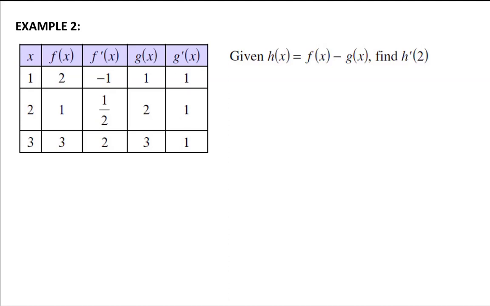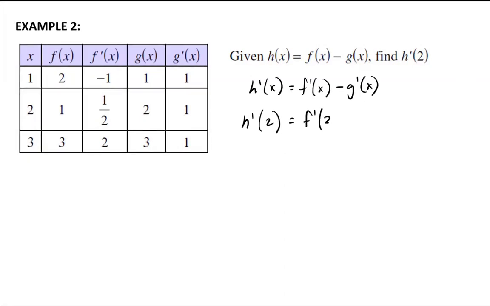So this one is, instead of sum, it's difference, but it's exactly the same steps, right? To find h prime, you're just going to find the derivative of f, find the derivative of g, and subtract them. Okay. Once we know the derivative, we're going to plug in our value, which is 2 this time. So we got f prime of 2 minus g prime of 2.